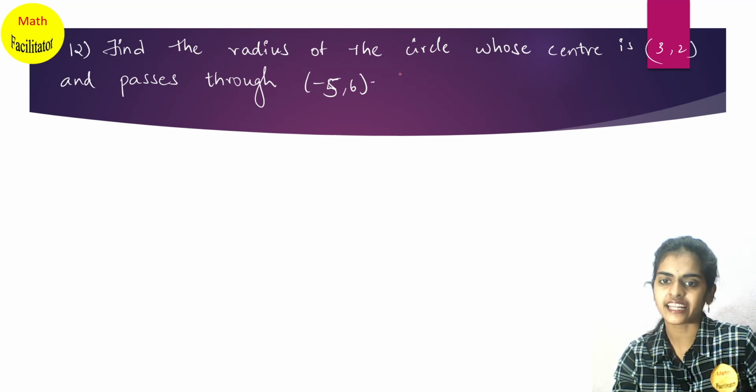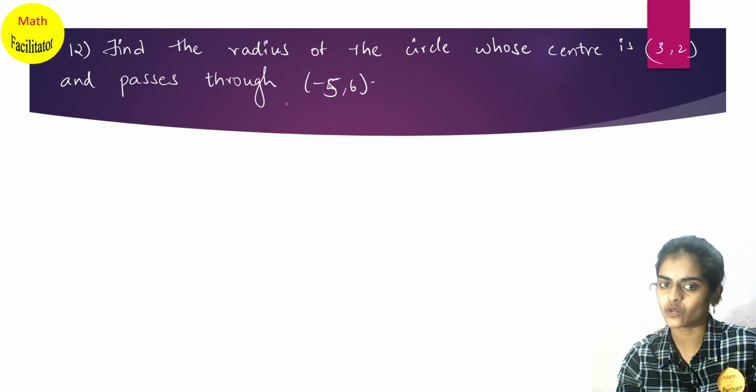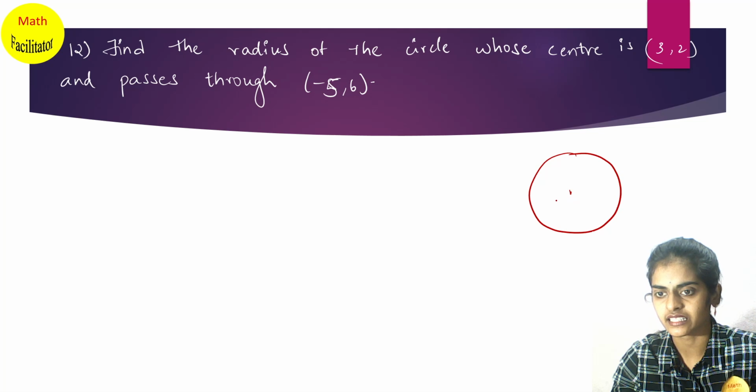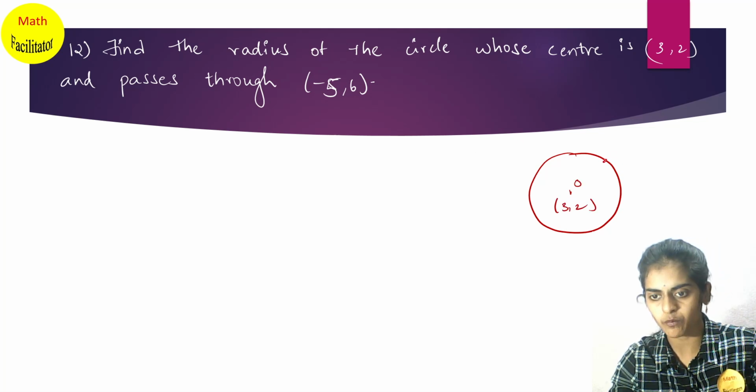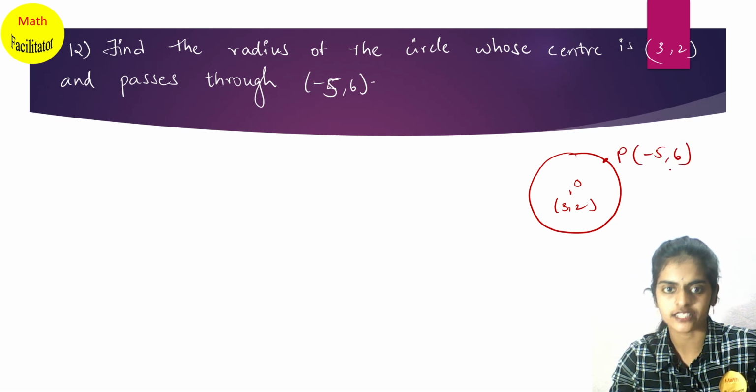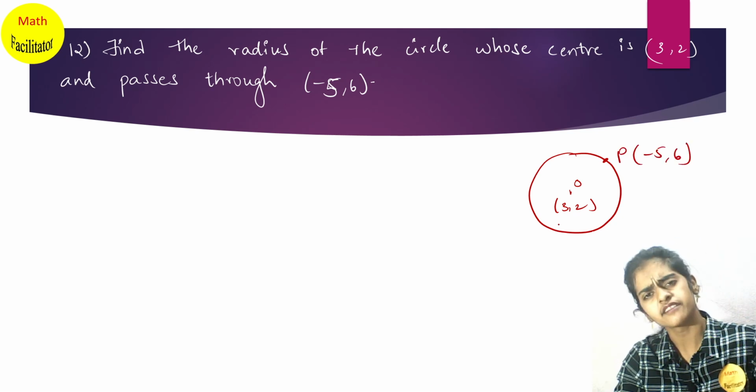Find the radius of the circle whose center is (3, 2) and passes through (minus 5, minus 6). So you have a circle. The center of the circle is (3, 2), and the circle is passing through a point. Suppose this is the point P. The point is (minus 5, minus 6). You need to find the radius. What is the definition of radius?